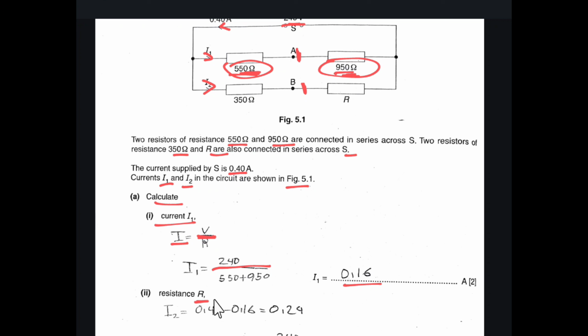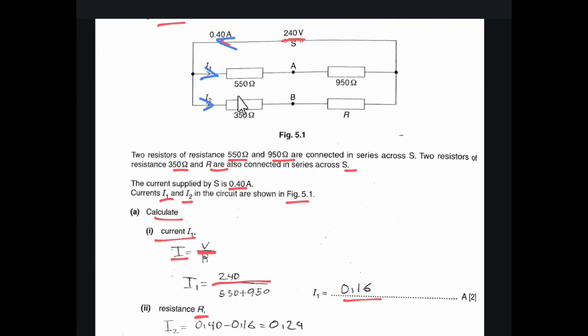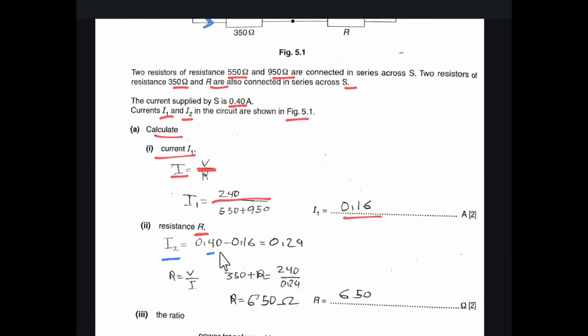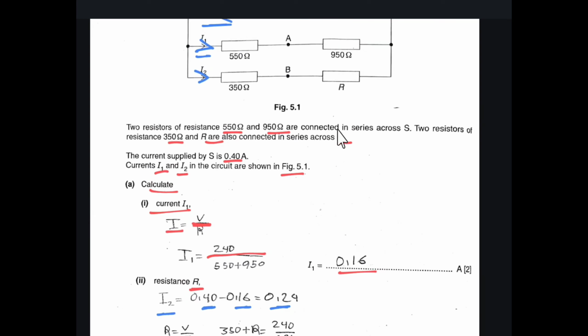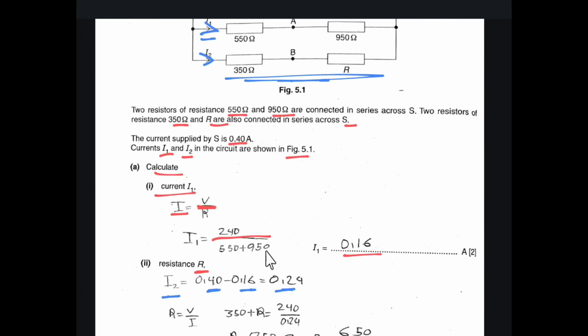Then the resistance R. To calculate this resistance R, we know the current in this circuit, that is I1, and we know the total current. So what would be the current I2? Current I2 would be the total current minus I1, that is the current in this circuit. So for this part or this loop, we know the value of current, and we know that the total potential difference is 240 volt.